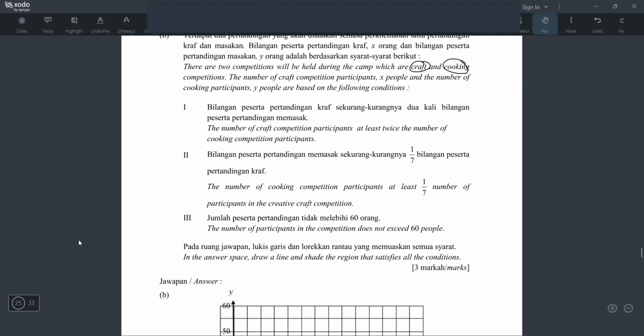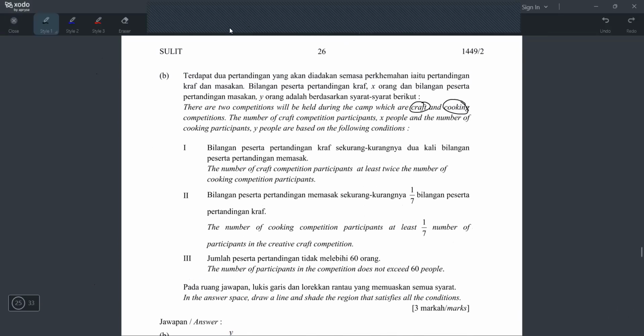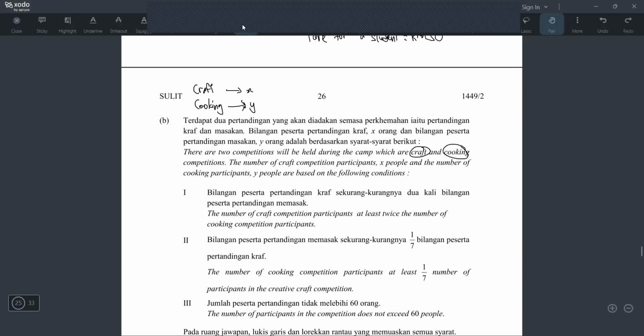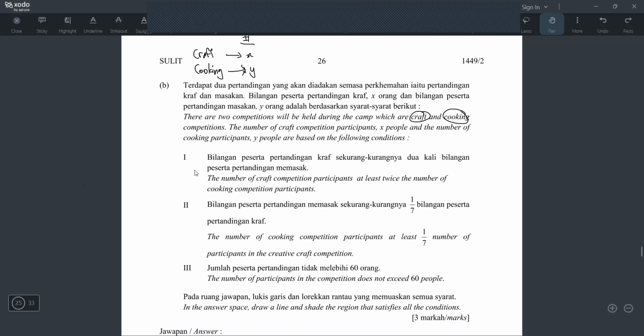I'll write here, up here. Okay. Okay, so X and craft and cooking. So here there is craft, competition, and then cooking. Oh, by the way, this is Form 4 Chapter 6, linear inequalities. So what we do now is we will write craft, because we now already know craft is X, cooking is Y. But X and Y is what? Number of participants. So X and Y represent bilangan peserta. Okay. So now number 1, number 2, number 3, don't look yet, don't look.